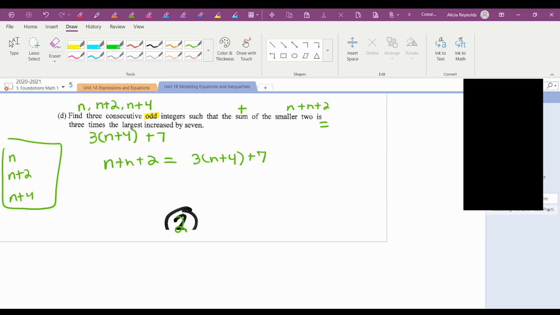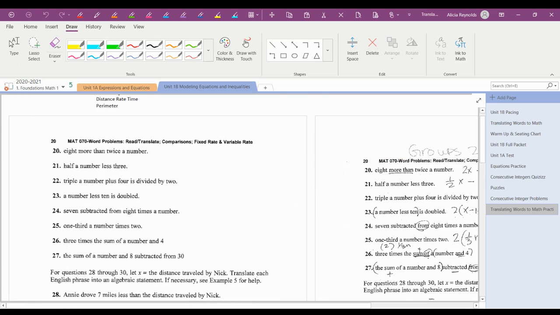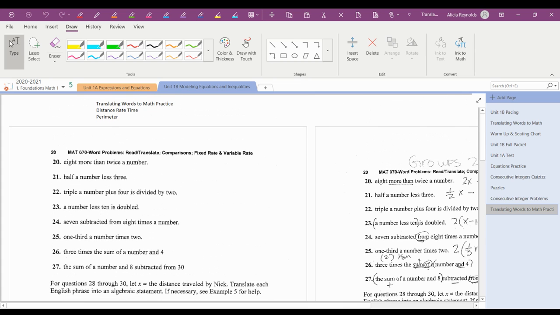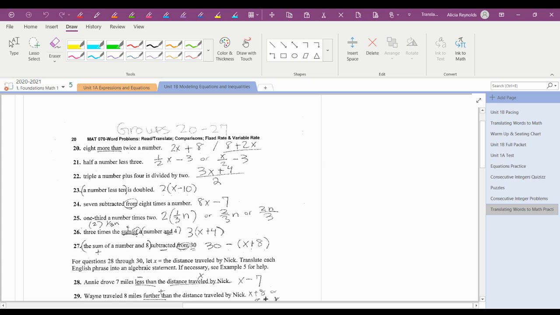Up next, we are going to do some practice and review with translating. So this is page 3. We're going to do some practice there. So I'm going to go ahead and give you guys the answers for 20 through 27. And I'm going to create a separate Edpuzzle video to discuss and explain page 3. So make sure we pause and get answers for 20 through 27 written in our notes.